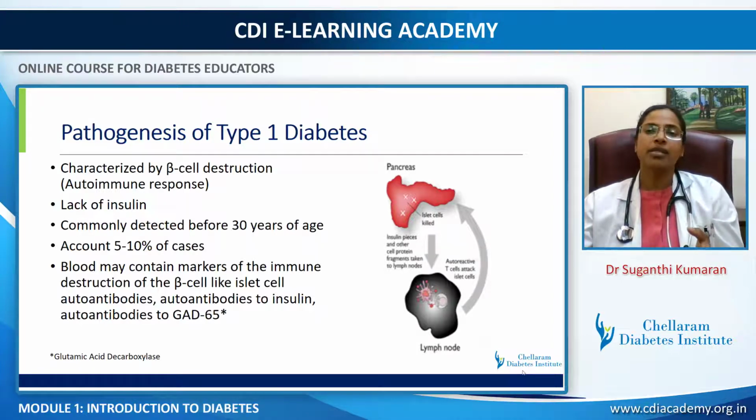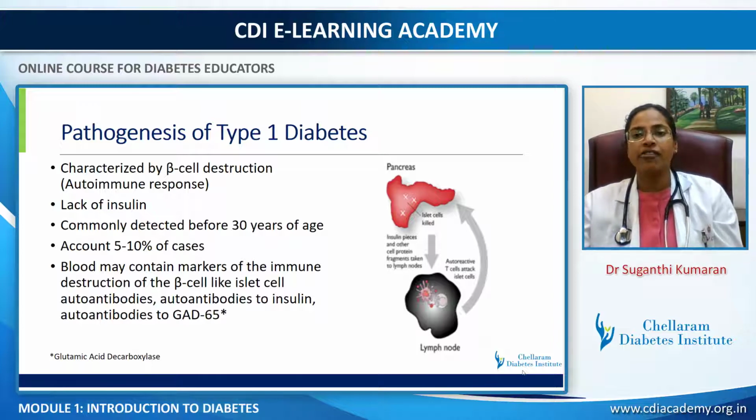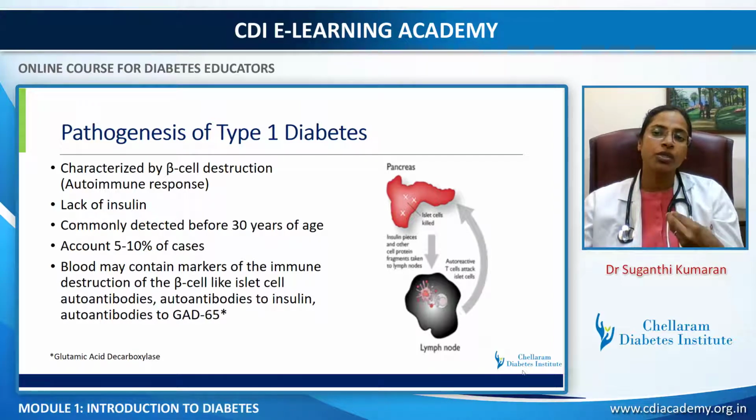The reason why there is a beta cell defect is that antibodies are produced against the body's own beta cells. As you see in this picture, the islet cells, which are the source of insulin, are killed. How? Because of the production of antibodies. As you see in this picture, the insulin pieces and other cell fragments are taken into the lymph nodes, which produce the antibodies. These T cells from the patient's own body act against their own islet cells and kill them. Therefore, the islet cells are unable to produce insulin.